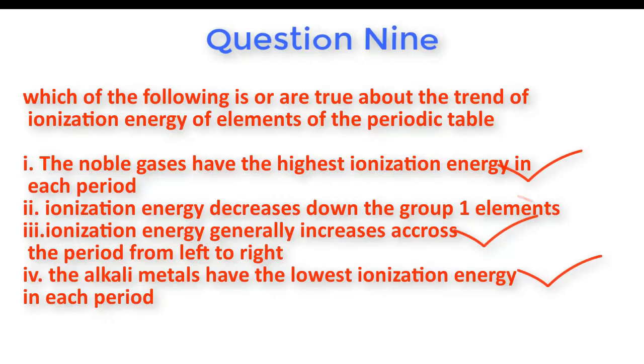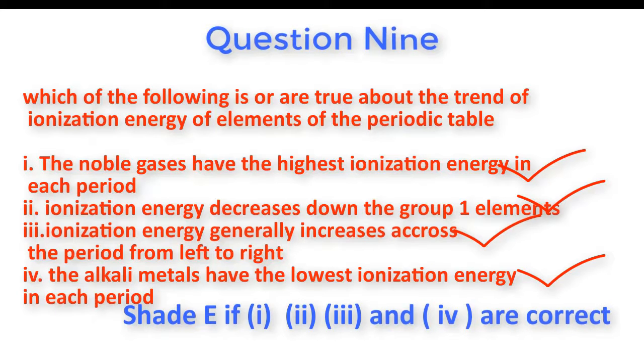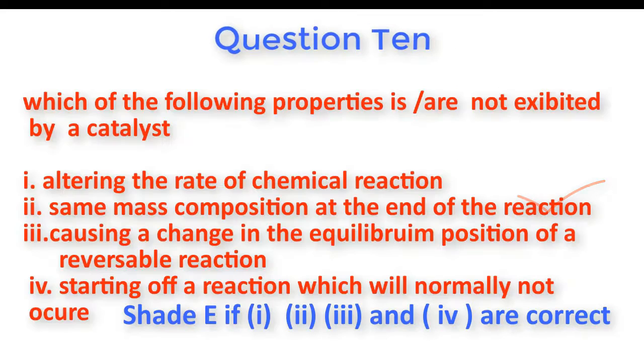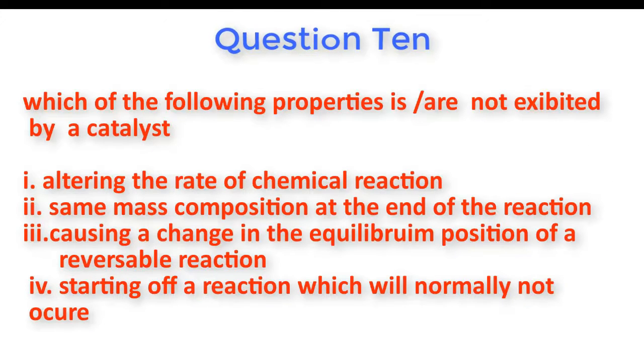Now, ionization energy is the energy given off by atoms when they lose their electrons, and all these options given here are correct. Now, let's move to question number 10. Which of the following properties is or are not exhibited by a catalyst? 1. Altering the rate of chemical reaction. 2. Same mass composition at the end of the reaction. 3. Causing a change in the equilibrium position of a reversible reaction. And 4. Starting off a reaction which will normally not occur.